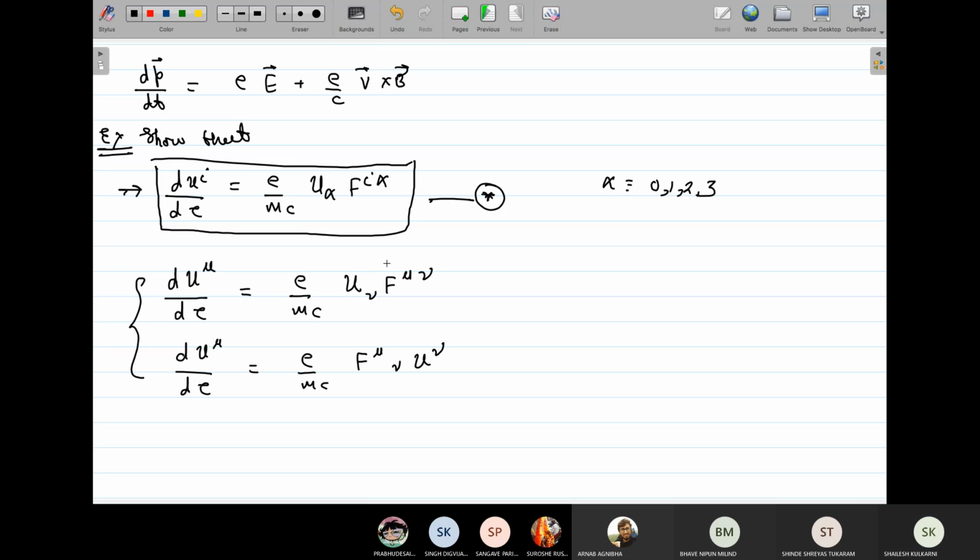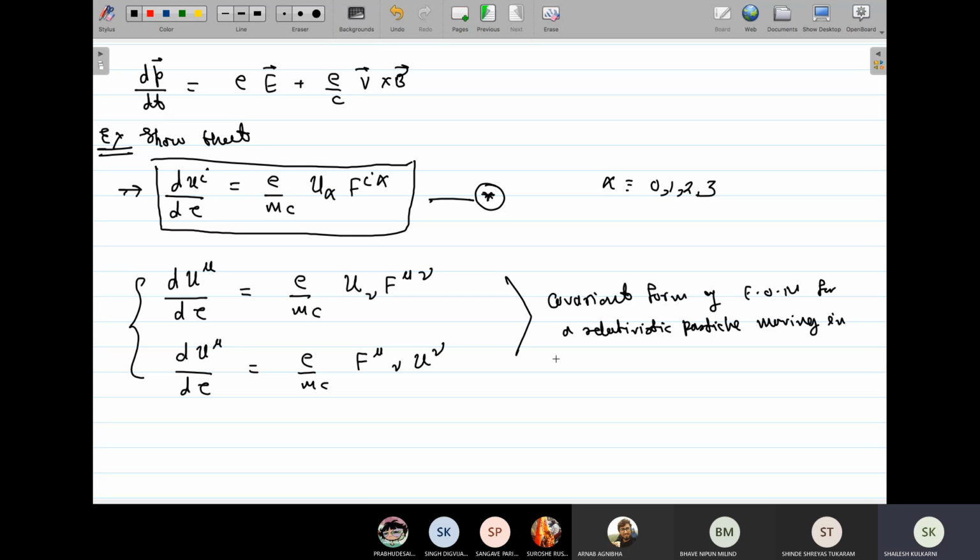Is this clear? So these are the covariant form of the equation of motion for a relativistic particle moving in the external electromagnetic field.